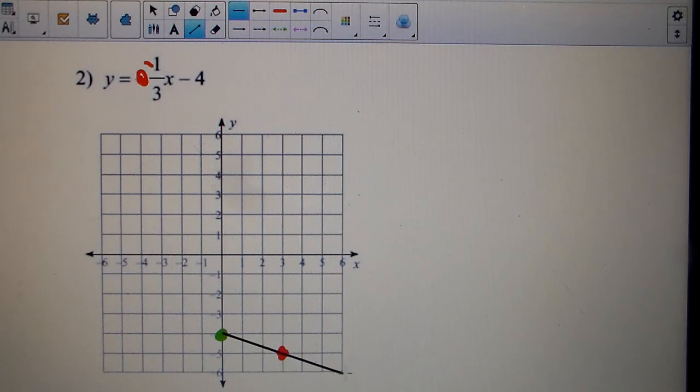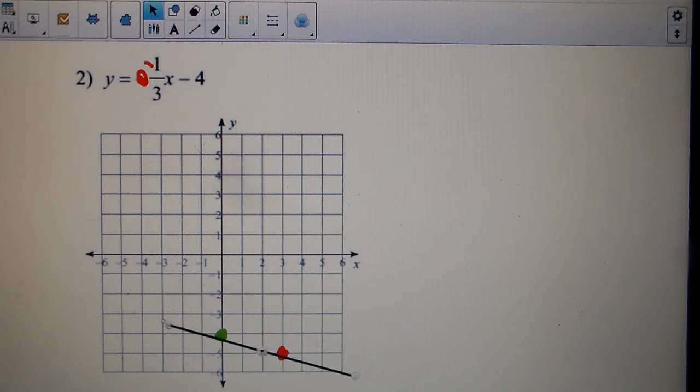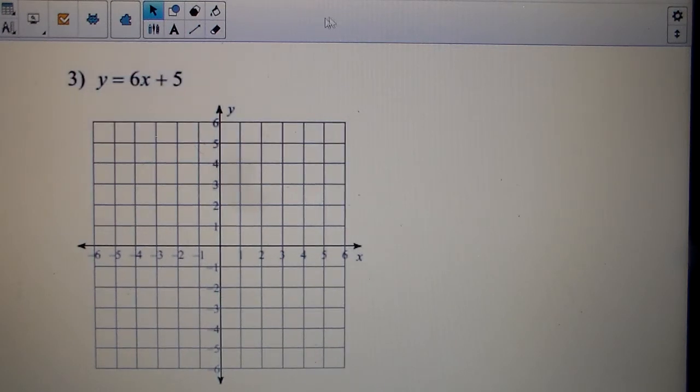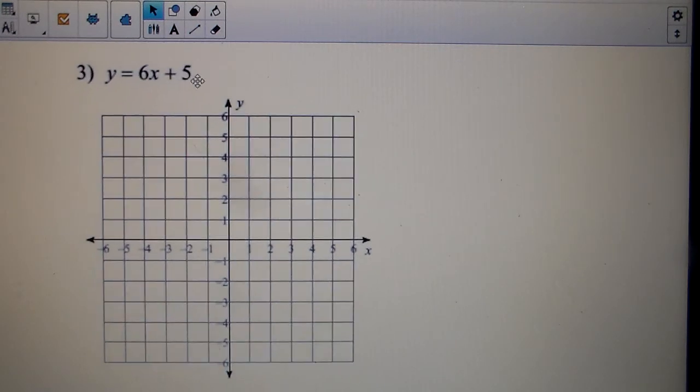And then connect those dots with the straight edge. And I successfully have graphed this given line of y equals negative 1/3 x minus 4 on the graph. Here's our next problem, problem number 3. We have y equals 6x plus 5.